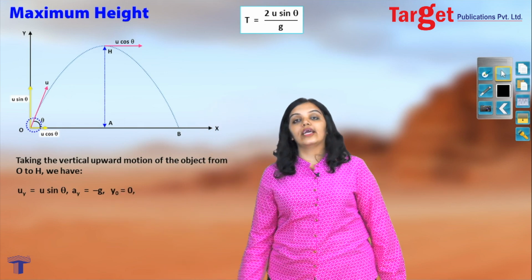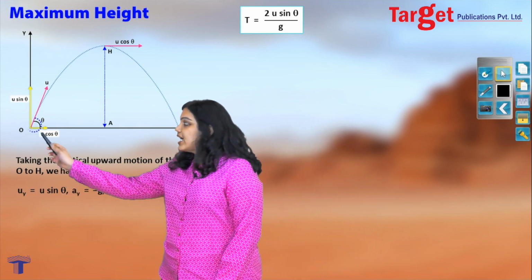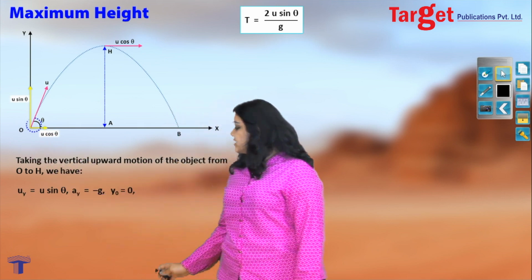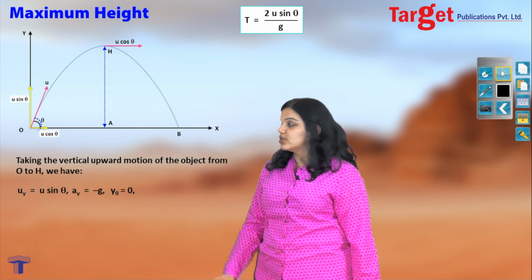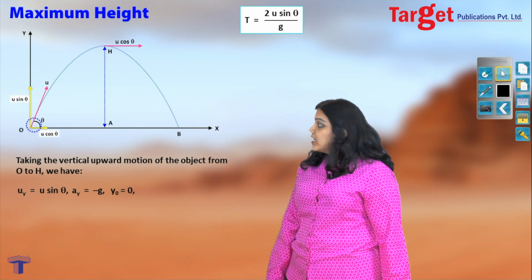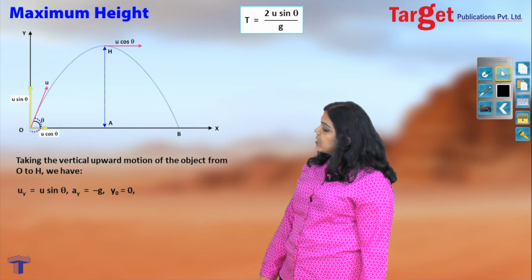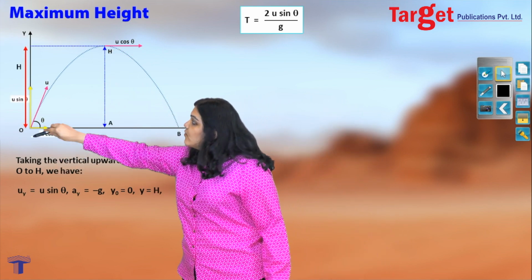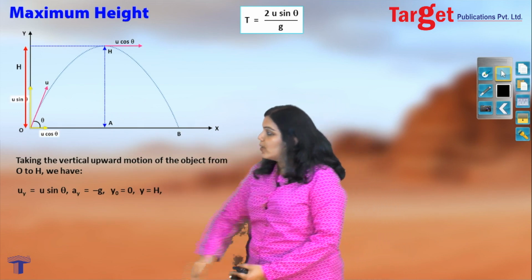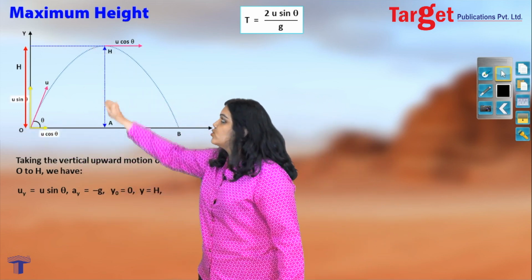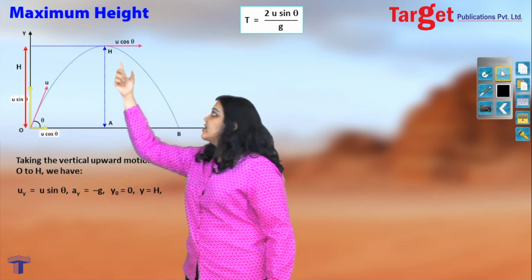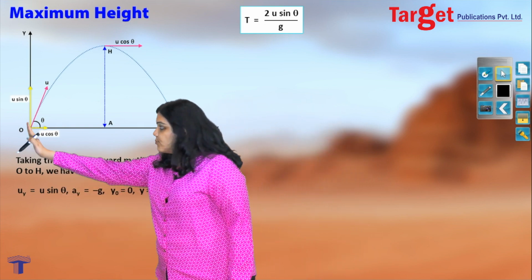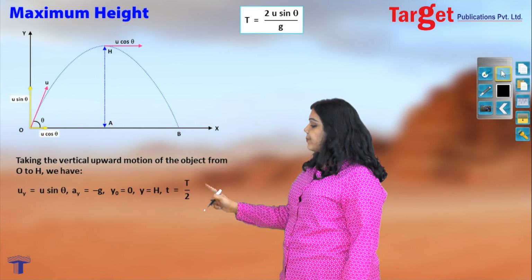Y naught is 0. Y naught means initial displacement. We are considering the point of projection to be the origin, and therefore the initial displacement of the object is 0 because it begins from the origin. The final displacement of the object is nothing but capital H, which is what we have called this distance. So from no height at point 0 to a height of H, y naught is 0 and y is capital H. Finally, the time it takes to go from this position to this position is capital T by 2.